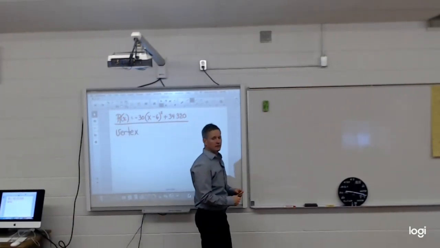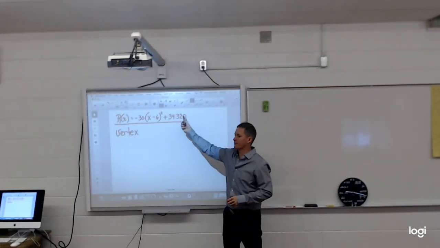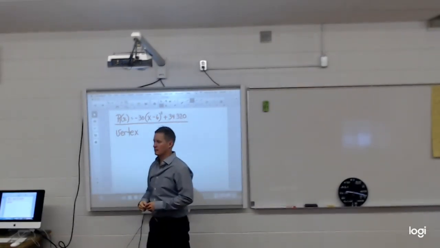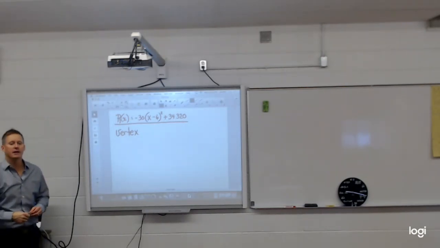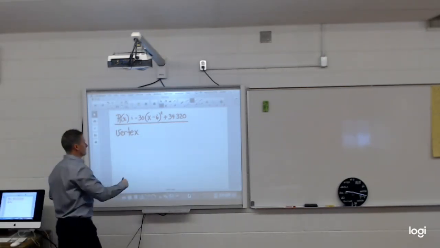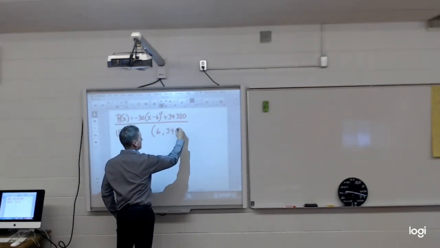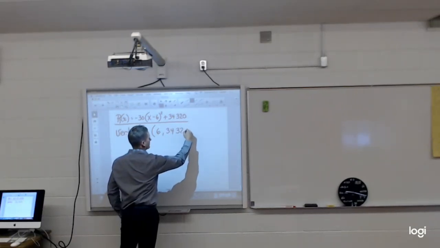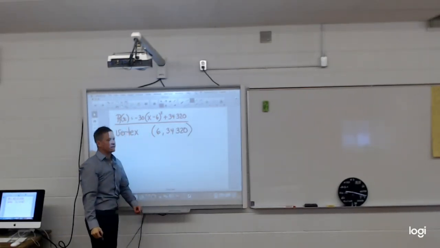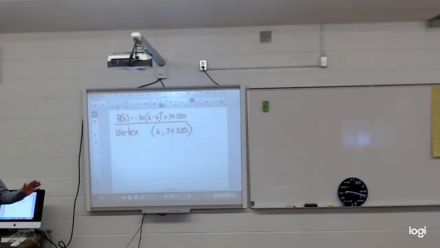Well, think about it. 34,320 is the base amount of revenue. You want to know the vertex? I want to know what the vertex is. Yeah, Rowan. 6, and then 34,320. That's what I got. 34,320. There's my vertex. Okay. Has everybody got that vertex?